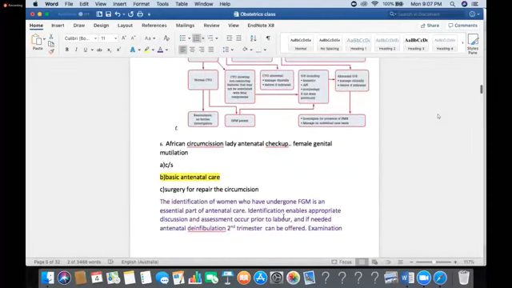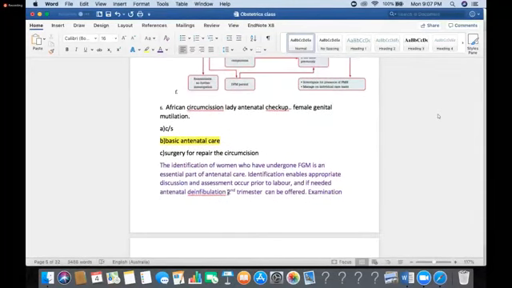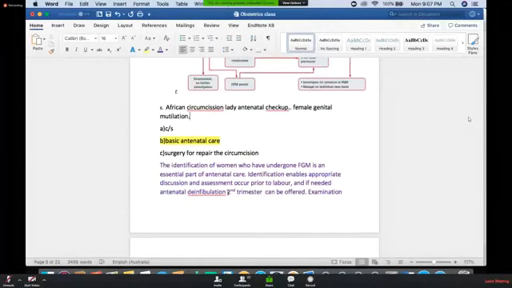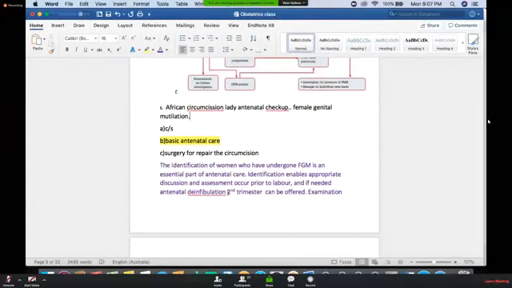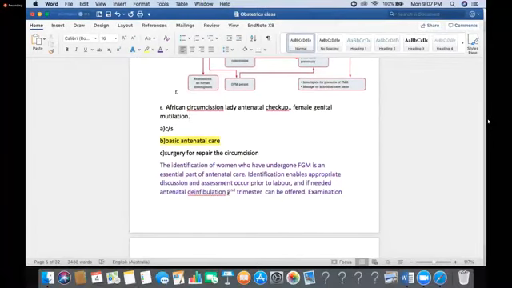No. Okay, great. Next question: African circumcision lady, antenatal checkup, female genital mutilation. It is very common with some of the Aboriginal people and also the African people that they have female circumcision. It is a traditional thing. But do you think this female circumcision will have any problem with conceiving or any problems with becoming a mother? No.